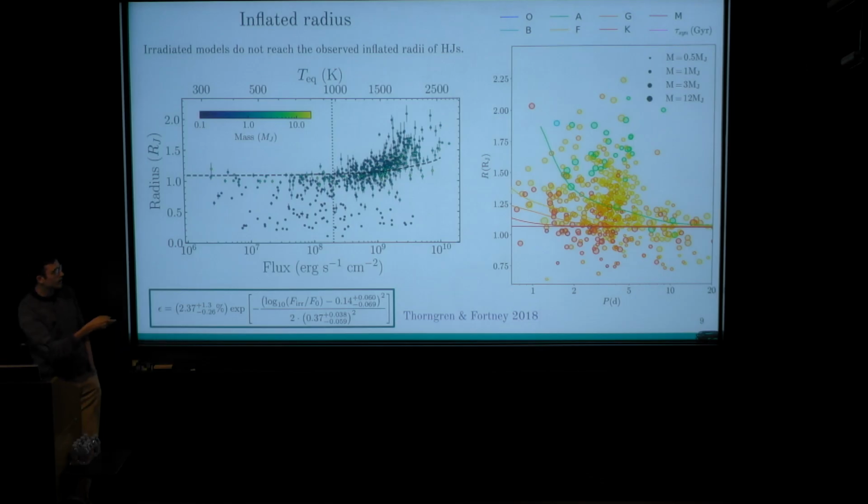But here on the right, I'm showing you my own models as the lines. These models are only irradiated models. And you can see that most of the real planets are above them, meaning that these planets need some kind of mechanism to heat them up and inflate them further, not only radiation.